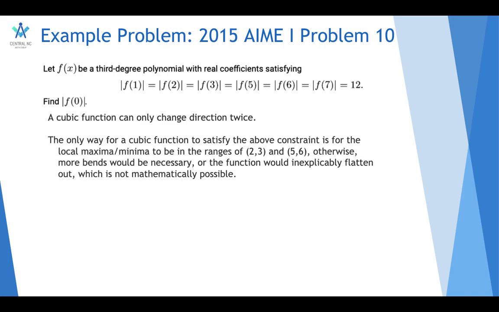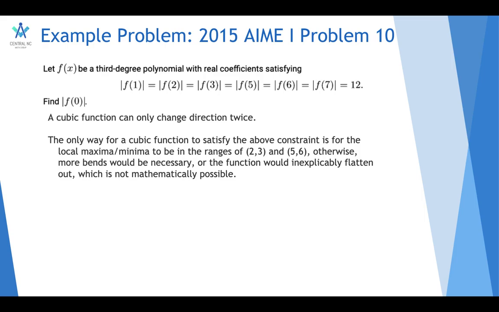Now, the only way for a cubic function to satisfy the above constraint is for the local maxima and minima to be in the ranges between 2 and 3 and between 5 and 6. Otherwise, more bends would be necessary, or the function would inexplicably flatten out, which is not mathematically possible, right? You can't have bends between 1 and 2 or between 6 and 7, because then you're going to get flattening out between.